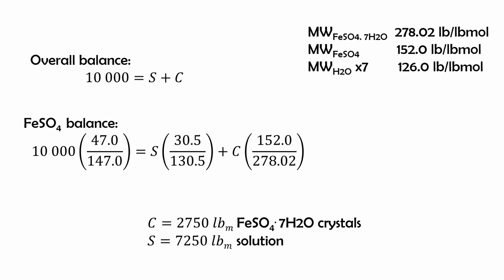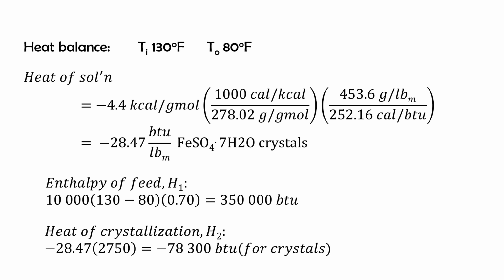Calculating this, we'll have the values for C and S. C equals 2,750 pounds of ferrous sulfate heptahydrate crystals, and S equals 7,250 pounds of solution. We'll go now to the heat balance with T1, or the initial temperature, or the T in, which is 130 degrees Fahrenheit, and T sub O, or final temperature, or T out, which is 80 degrees Fahrenheit.